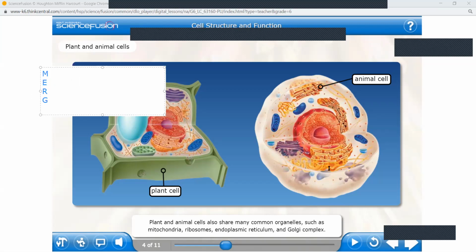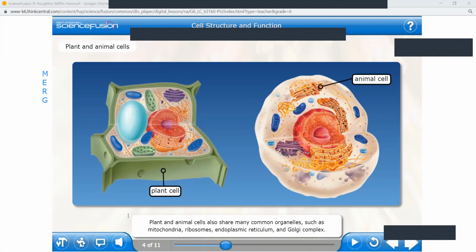Do you see here? This is the animal cell. This one is the plant cell. Both have mitochondria. Both have endoplasmic reticulum. Both have ribosome and both have Golgi complex. Will you remember that plant and animal cells have MERG? You can remember the word MERG. M-E-R-G. M is mitochondrion or mitochondria. E is endoplasmic reticulum, R is ribosome and G is Golgi complex.